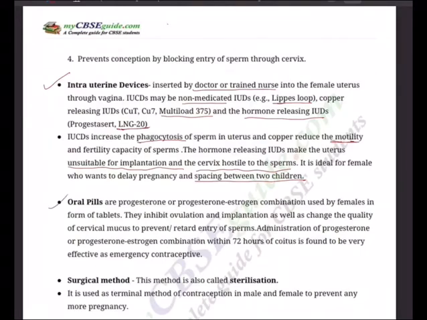And then next we go to the oral pills. Oral pills are progestogen or progestogen-estrogen combination based ones, and these are used by females in the form of tablets. They inhibit ovulation and implantation, both ovulation as well as implantation, and also change the quality of cervical mucus to prevent or retard entry of sperms. Administration of progestogen or progestogen-estrogen combination within 72 hours of coitus is found to be very effective as an emergency contraceptive. So this is most important.